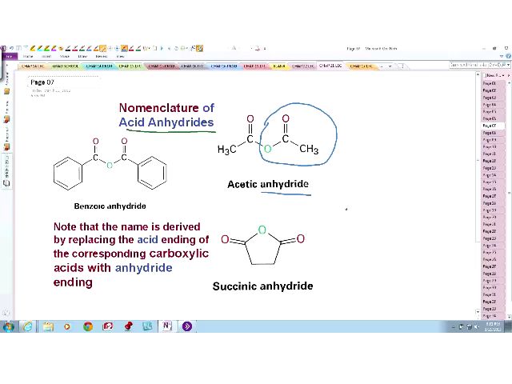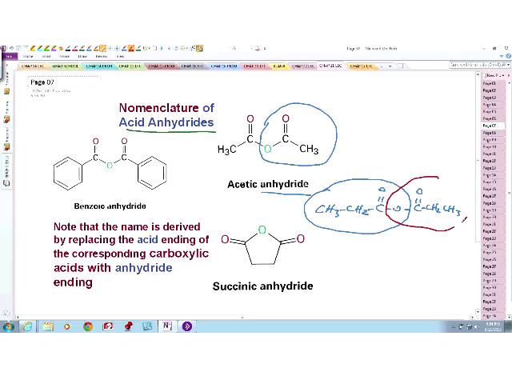Okay, supposing we have this. What are we going to call this? What would be the corresponding carboxylic acid? Look at this part of the molecule. It is propanoic acid. Also, if you look at this other part of the molecule, what is the corresponding carboxylic acid? Propanoic acid. So it becomes propanoic anhydride. Separate words.